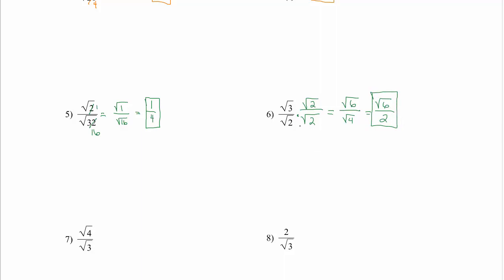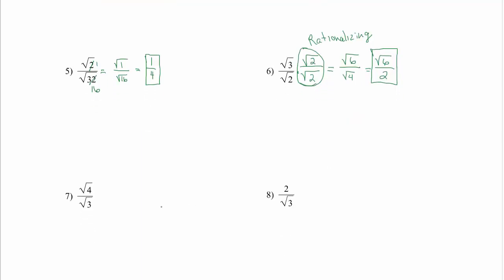This process right here is called rationalizing the denominator. Because we're turning the denominator from an irrational number, square root of 2, into a rational number, 2. Let's see what other opportunities we have to try this out.